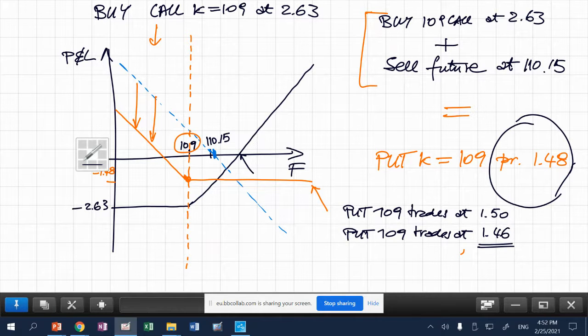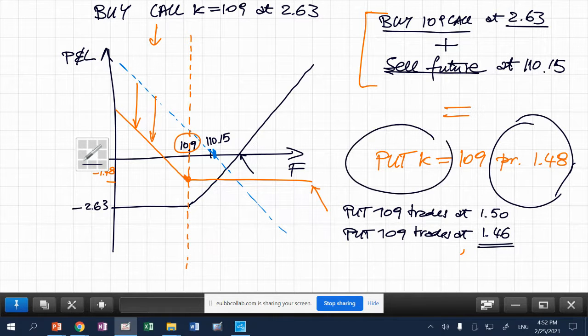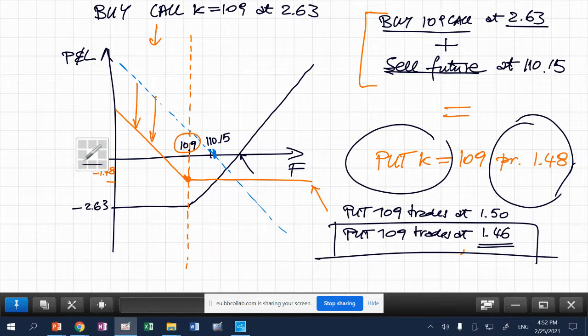So intuitively, while if you buy the 109 call at 263 and sell the future, you get a long put option, if instead you sell the call and buy the future, you're going to get a short put option. It would be equivalent to selling a put option at 148. And you could complete the arbitrage by buying the same put option at 146. Is that okay?